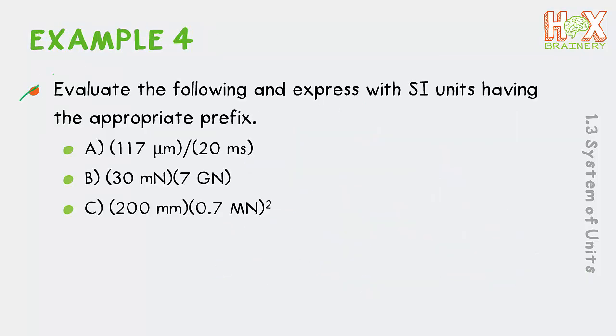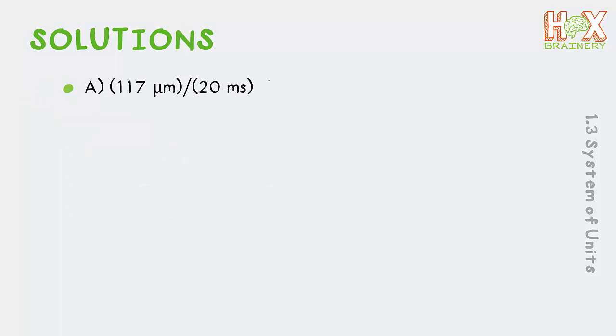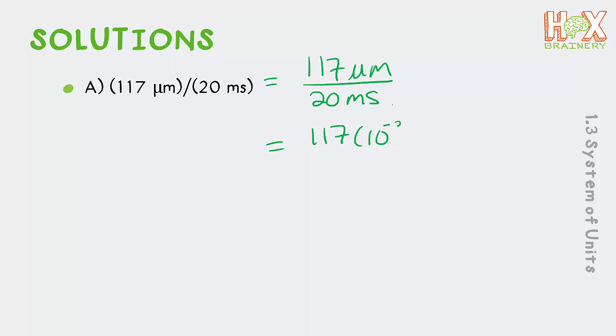All right, example 4, we want to evaluate the following and express with SI units having the appropriate prefix. All right, so for part A, I'm going to rewrite this just so I see the division a little bit better. And then the first thing I want to do is rewrite the prefixes as powers of 10. So that's a micro, so that's 10 to the negative 6th power. And I have a milli, so that's 10 to the negative 3rd power. Then you can simplify the powers of 10.